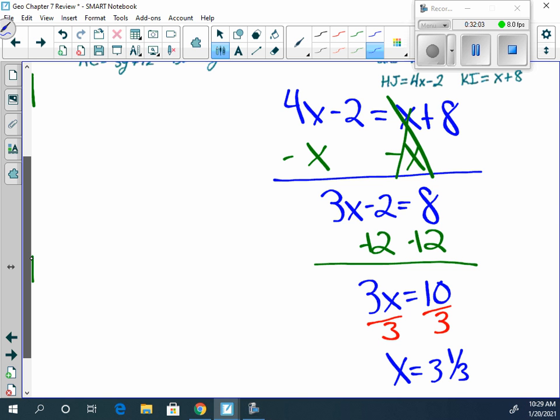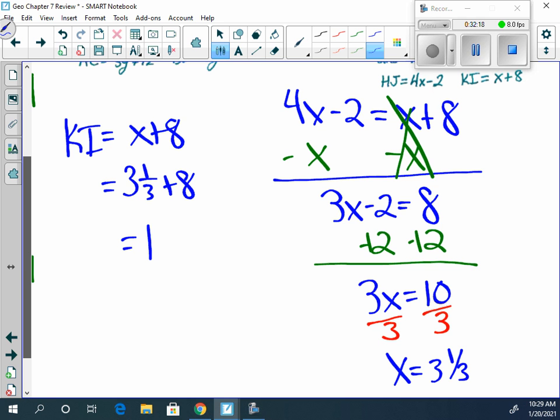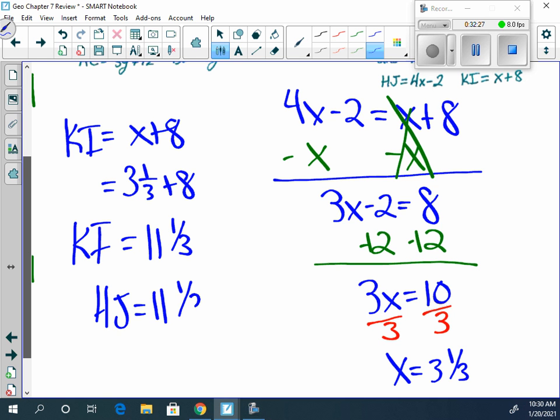Any questions on how we found the value of x? Okay, now we can plug it back in. I'm just going to pick KI, because KI is x plus 8. So if I plug it back in, well, 3 1/3 plus 8 will tell me that it's 11 1/3. That means HJ is also going to be 11 1/3 because these two lengths are the same.